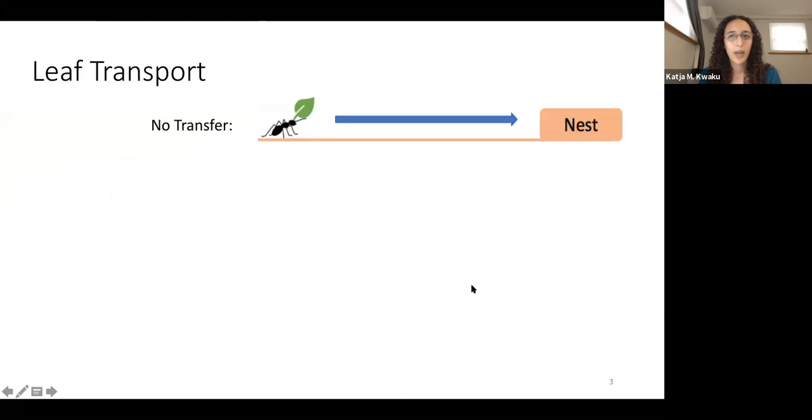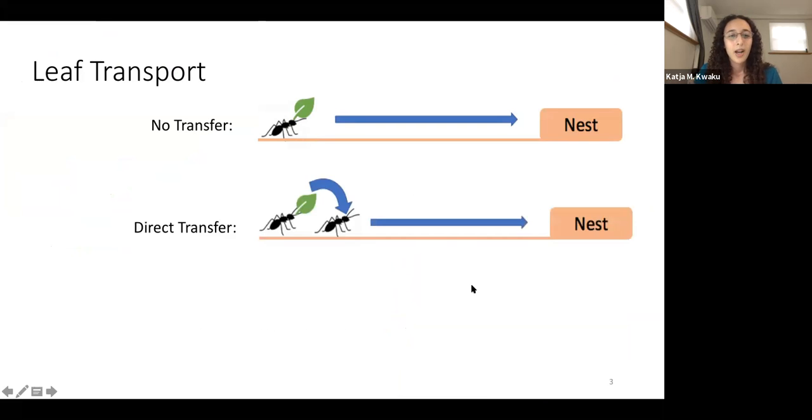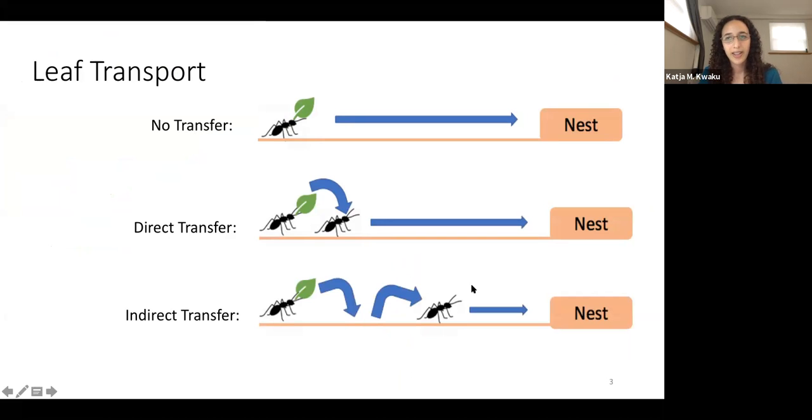And there are a few different ways to get these really important leaf fragments from the tree to the nest. The most common and most simple way is for an ant to cut a leaf fragment and then carry it back to the nest, just like that. Alternatively, an ant could cut a leaf and then hand it over to a second ant that would then go bring it back to the nest. And this is called direct transfer. And then there's a third thing that could happen, where an ant cuts a leaf fragment, drops it on the ground, and then a second ant will come by later to pick it up and bring it back to the nest. And this is called indirect transfer.